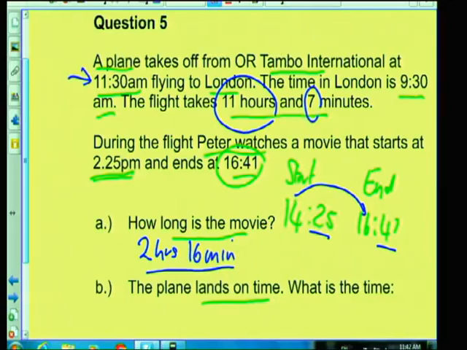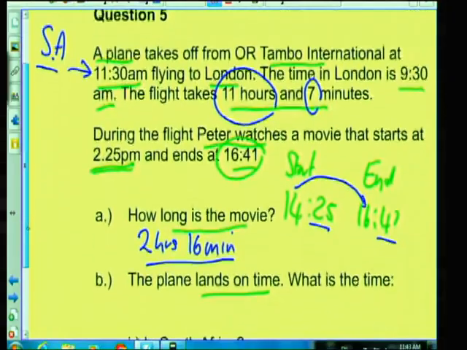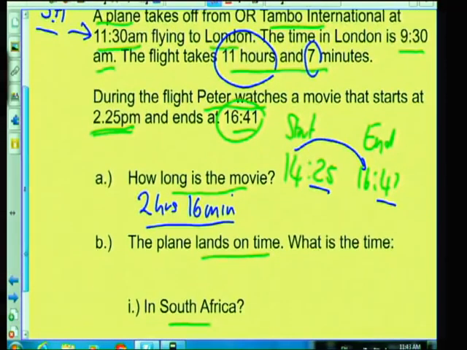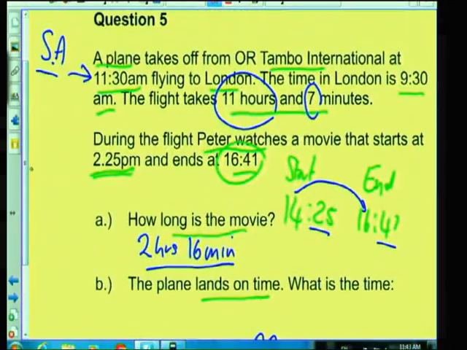So all we've got to do is say, this is South African time. It took off from OR Tambo in SA, and that was the South African time. We're going to add 11 hours to 11:30. And that means that we're going to get 22:30, and it took 37 minutes.